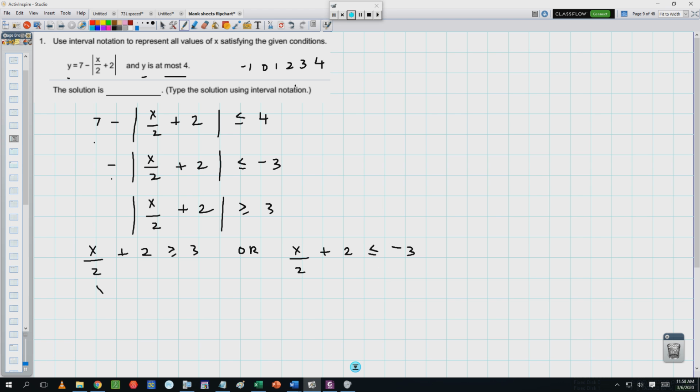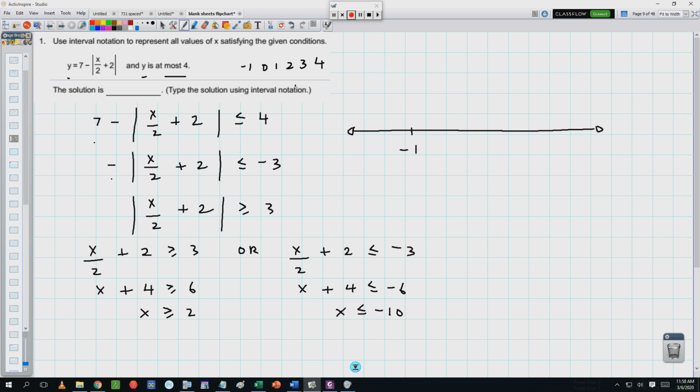Multiply everything here by 2, x plus 4, subtract the 4. Same thing over here, multiply everything by 2, subtract the 4. What you're going to have is 2 numbers, -10 over here on the left, 2 on the right.